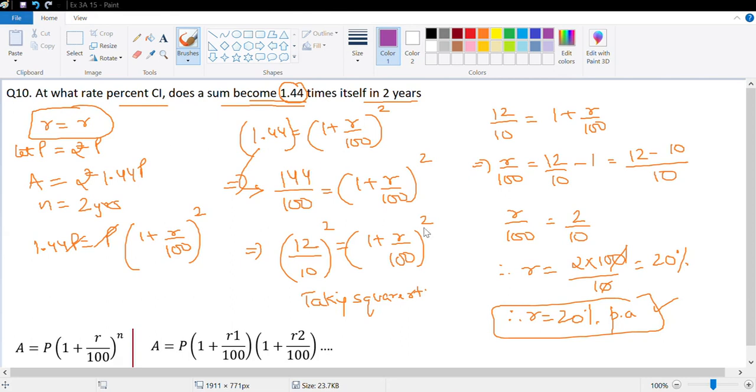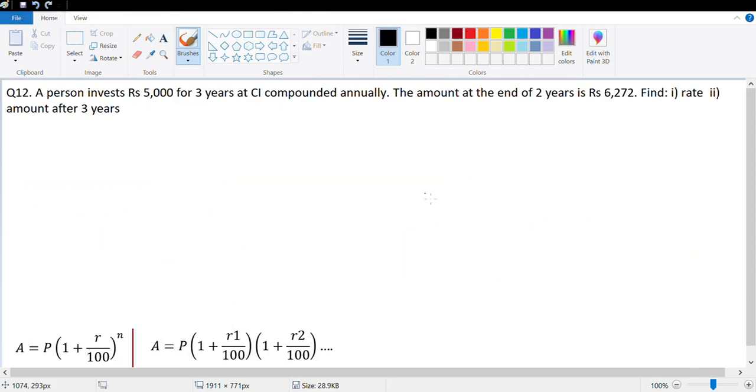The next one that we do is question number 12. It says a person invests rupees 5,000, so P is rupees 5,000.